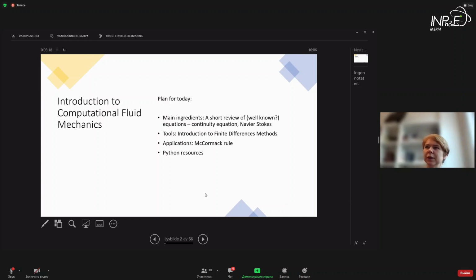Are they still useful? Are they out of fashion? Do we still need them? And how do they work? And if we have time, we will maybe see a little bit about Python resources, how we can do numerics in Python. And with a little focus on a special finite difference method, which is called the MacCormack rule, a so-called predictor-corrector method, and how it can be applied to solve compressible Navier-Stokes for a two-dimensional cavity flow. So this is the outline of what we're going to do today.